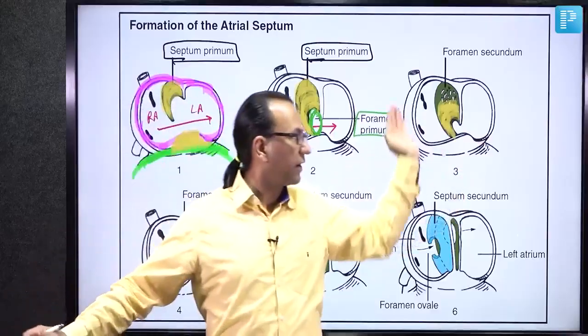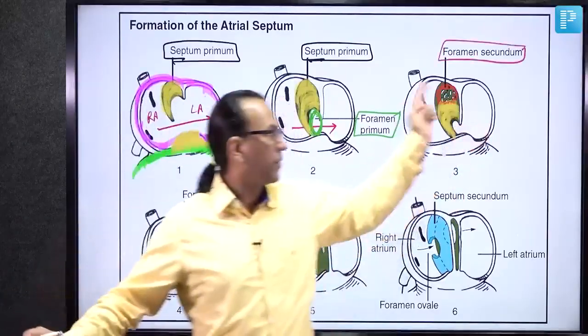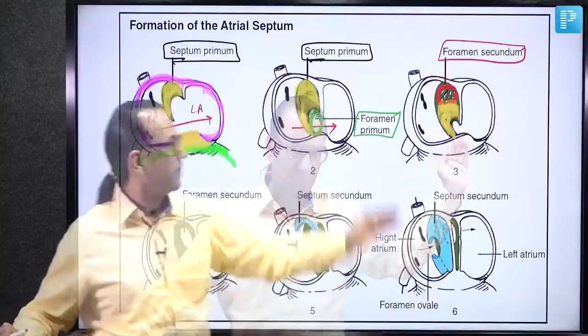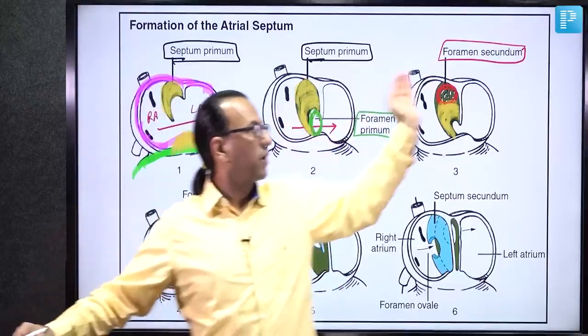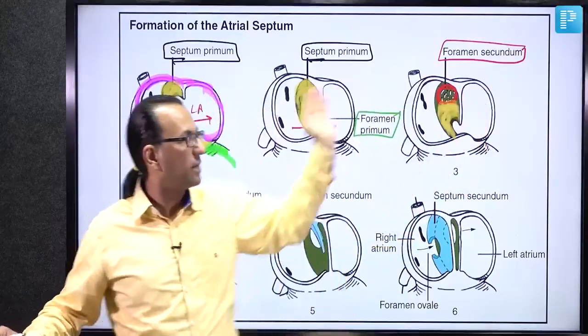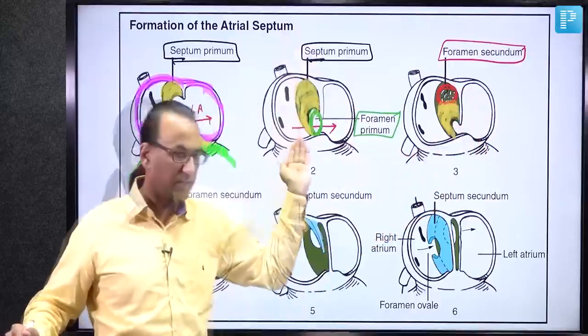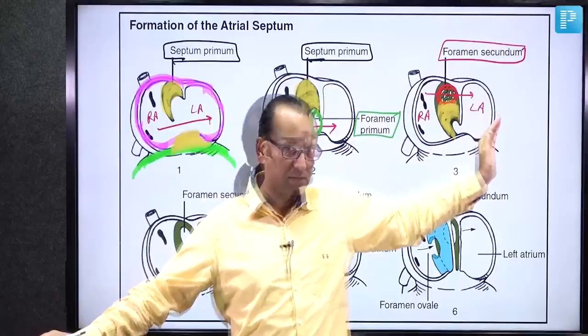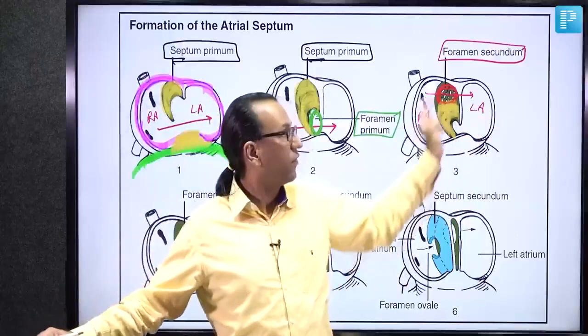Then how do we send blood of the right atrium to the left atrium? There is a second foramen formation, the foramen secundum, in the same septum primum. So whether it is the foramen primum or the foramen secundum, both of them come in the same septum, which is the septum primum, and the blood continues flowing from the right atrium to the left atrium as such, but this time using the foramen secundum.